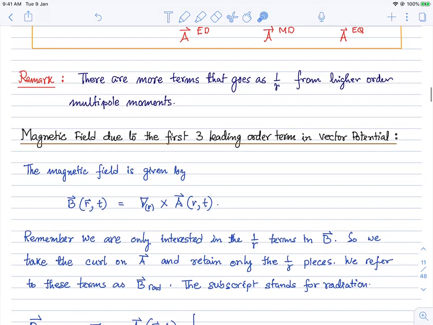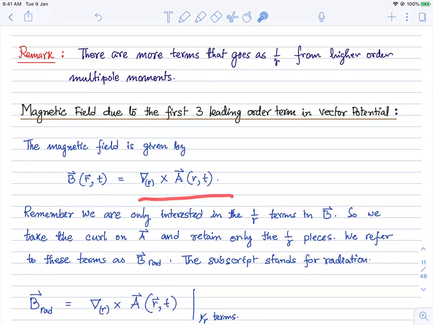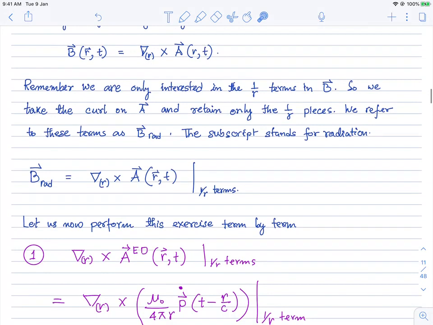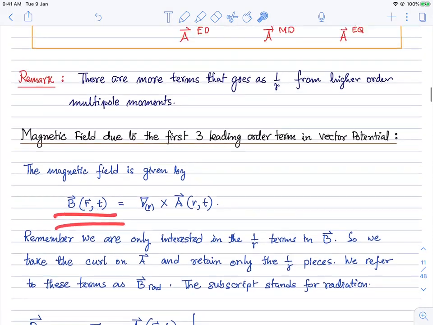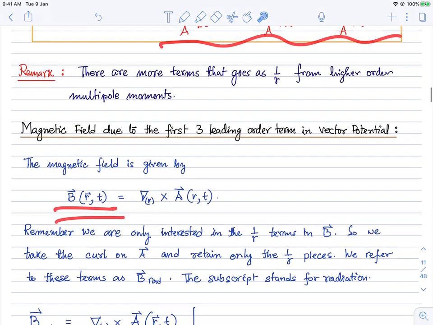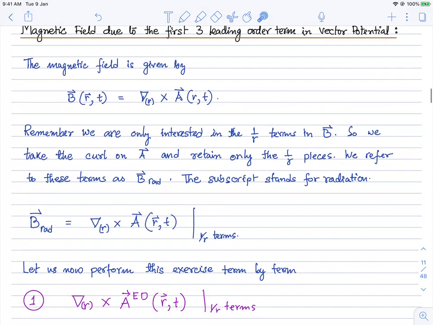Okay, so if we want to find the magnetic field, we have to take the curl of the vector potential. Now, we are not interested in the entire magnetic field, because anyway we have thrown out terms in this expansion. We are interested only in the 1 over r terms in the magnetic field, because of the reason that we saw in the example that we discussed initially. That's why I have written that here. We take the curl and we keep only the 1 over r terms.